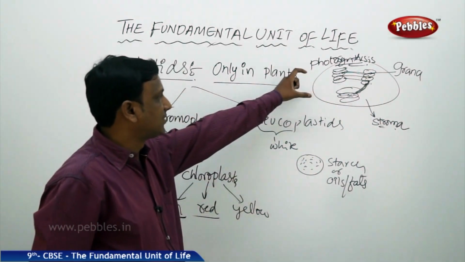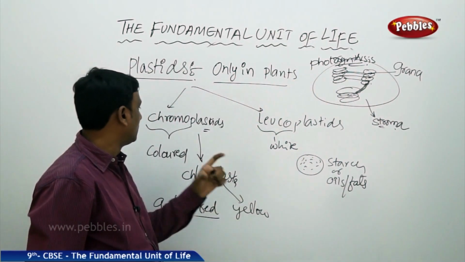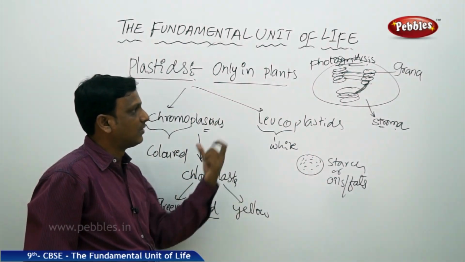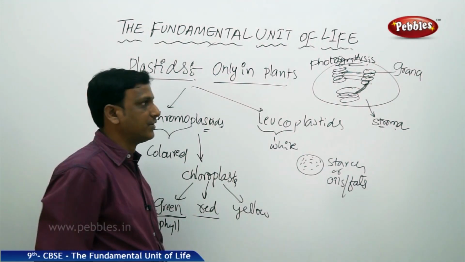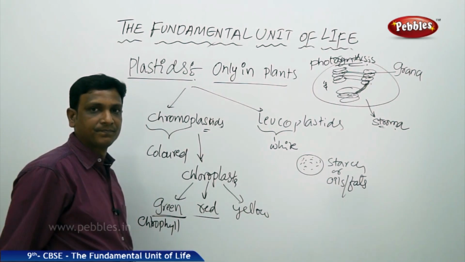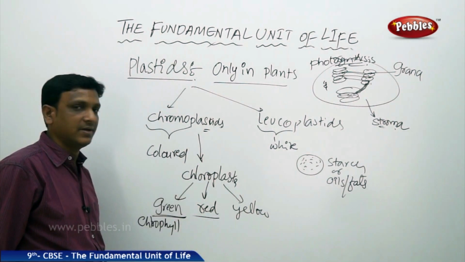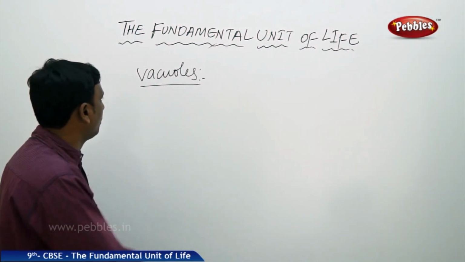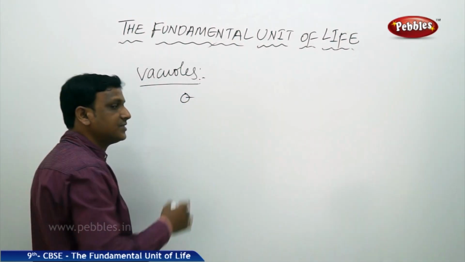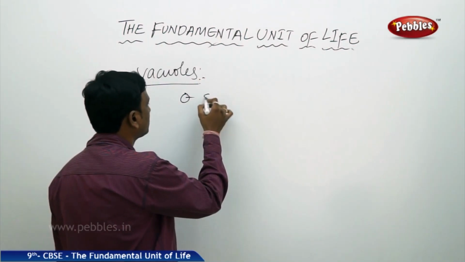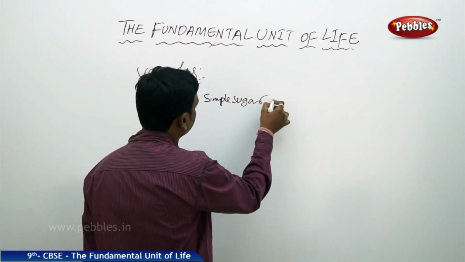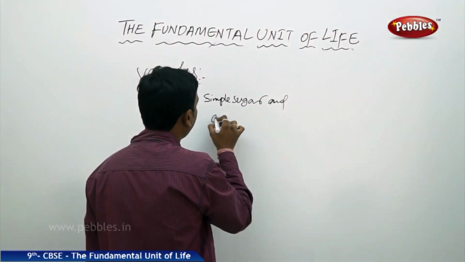So that is the structure of a chloroplast, the plastid which contains the membranes in the form of stacks. As in mitochondria, the plastids also contain their own DNA and their own ribosomes. Vacuoles are the small sacs present inside the cell which consist of materials like simple sugars and other storage materials.